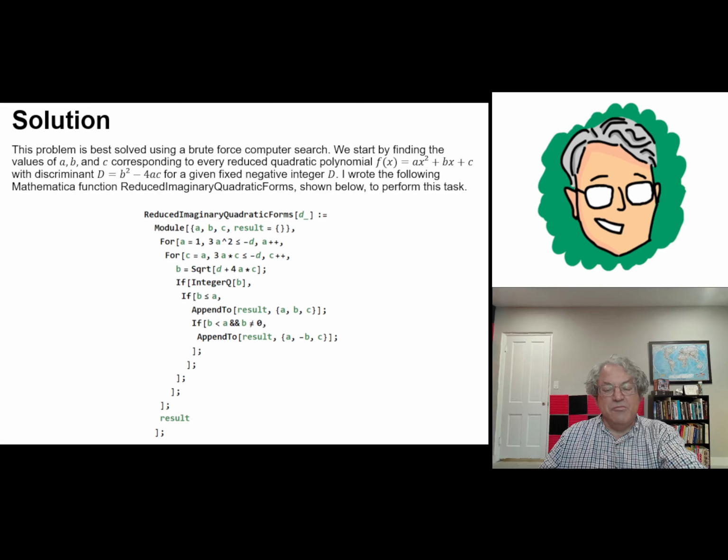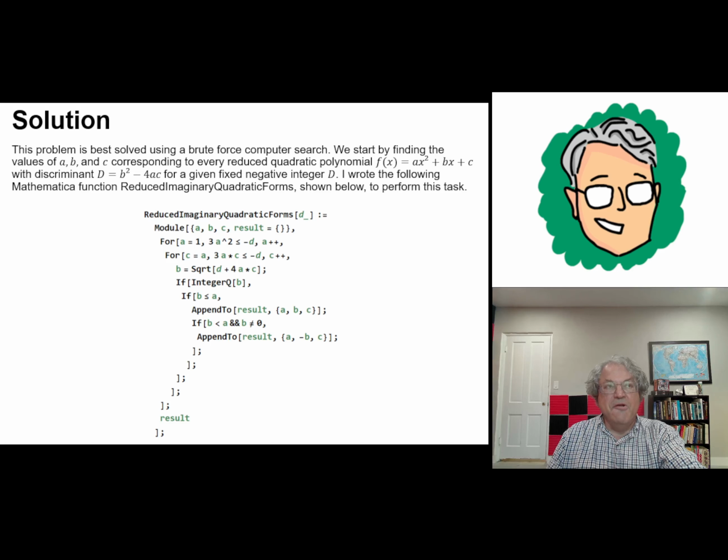So this is a mathematical code I wrote to compute all the reduced quadratic polynomials. I call them reduced imaginary quadratic forms here because that's kind of what you use if you're in the algebraic number theory field, but it's the same thing, like I said. And maybe I should just go over this code. This is actually finding all of them. So finding all the polynomials.